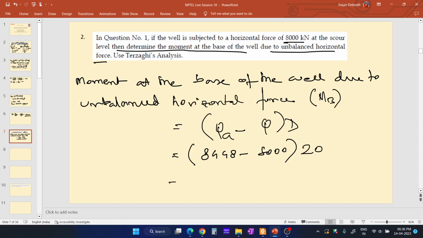If you calculate this, you will get the value of moment, which comes out to be 8960 kilonewton meter. Okay, so this is the answer of this particular question. Go through this for 2 minutes. After that, I will resume. Please let me know if you have any doubt in this particular question.